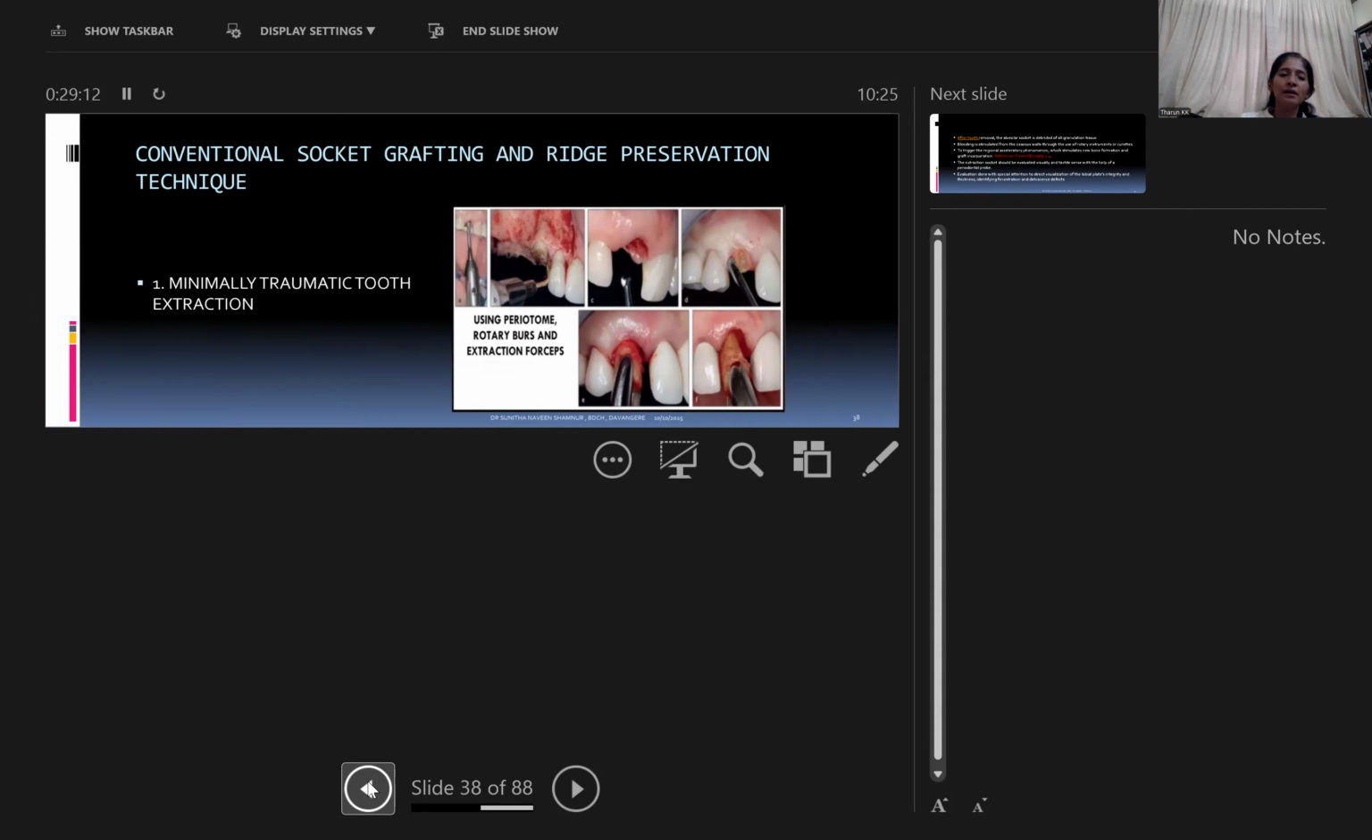The best is a combination of allograft and autograft, and then secure it with a collagen plug. There will be a certain degree of loss of bone, but as compared to a no-grafting situation, this is always a better situation to handle.